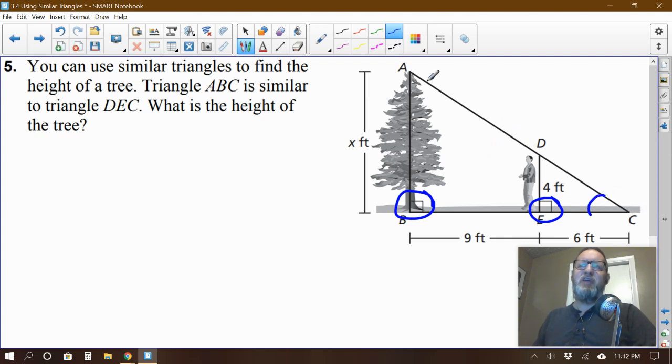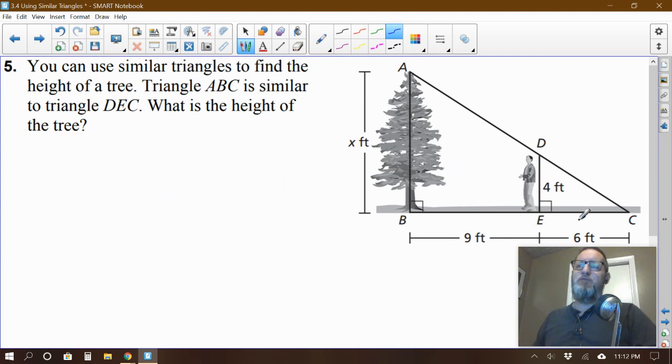They actually share this angle C. The big triangle has angle C and the little triangle has angle C. So they have two angles in common. Okay, so we can now treat them like similar triangles, and we can set up our proportion.